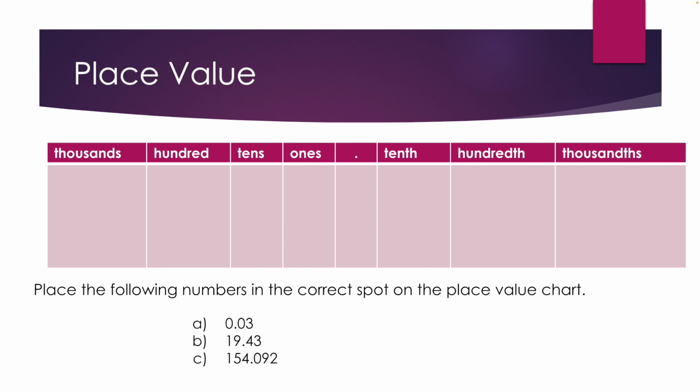Okay, so for the first one, we have 0.03, so the 3 would be in the hundredths spot. Next we have 19.43, so we have the 1 in the tens spot and the 3 ending in the hundredths spot. And finally we have 154.092, the 2 ending up in the thousandths spot.